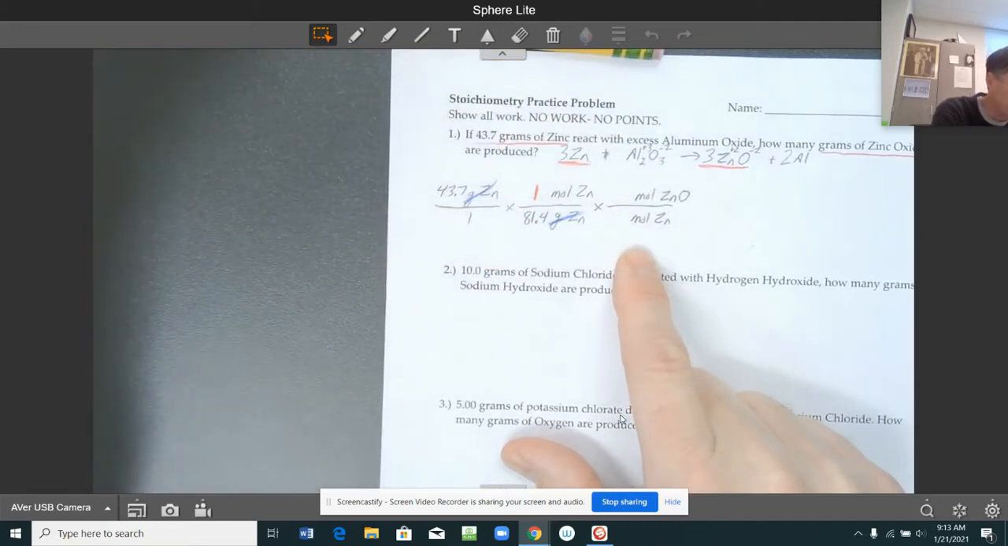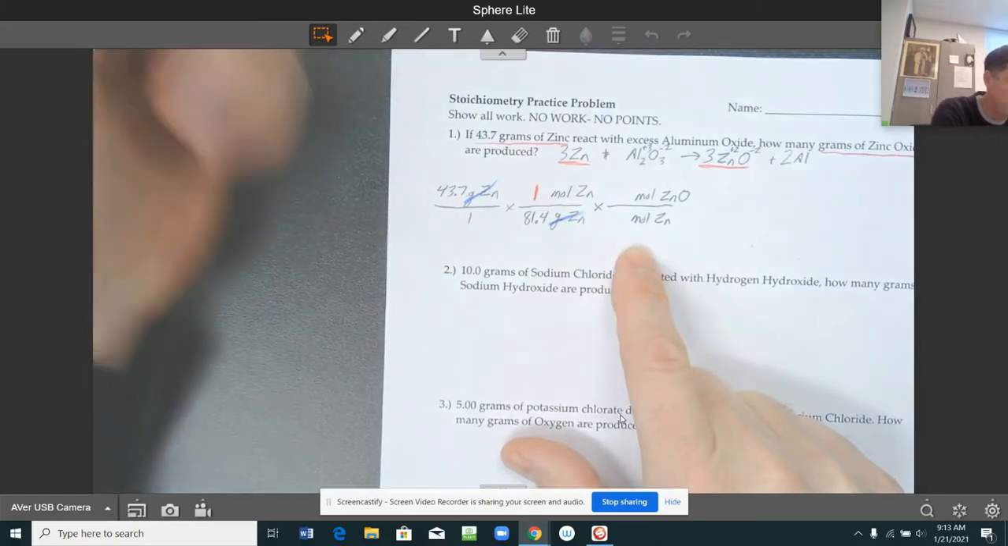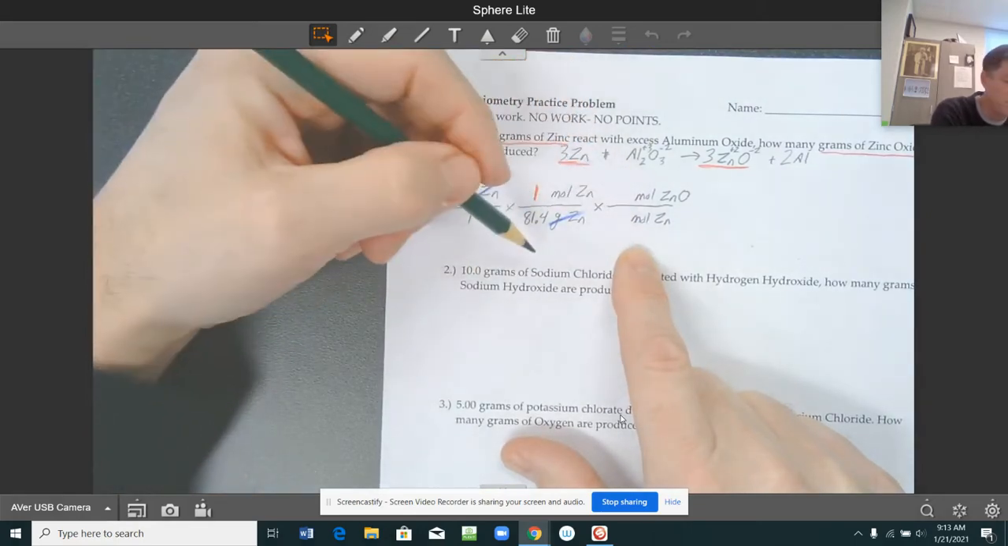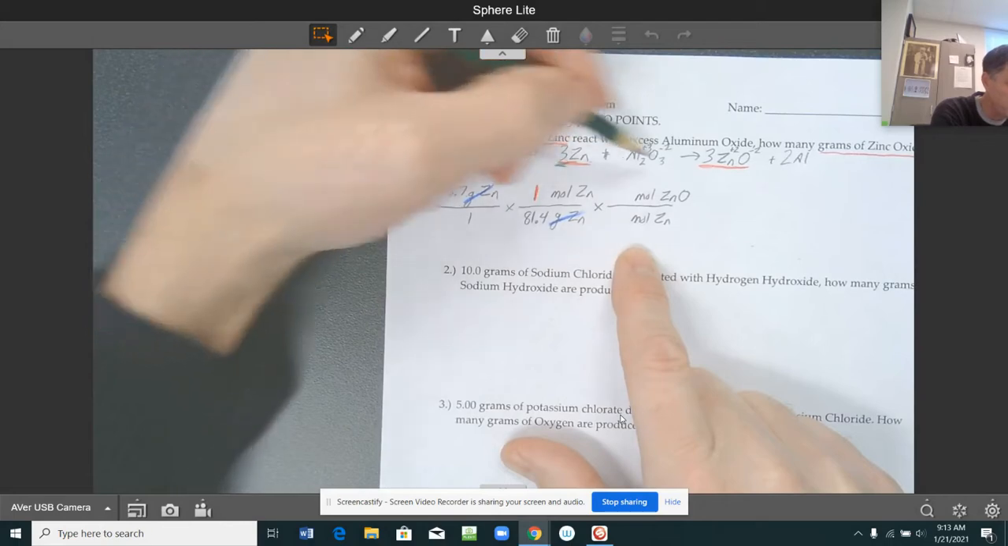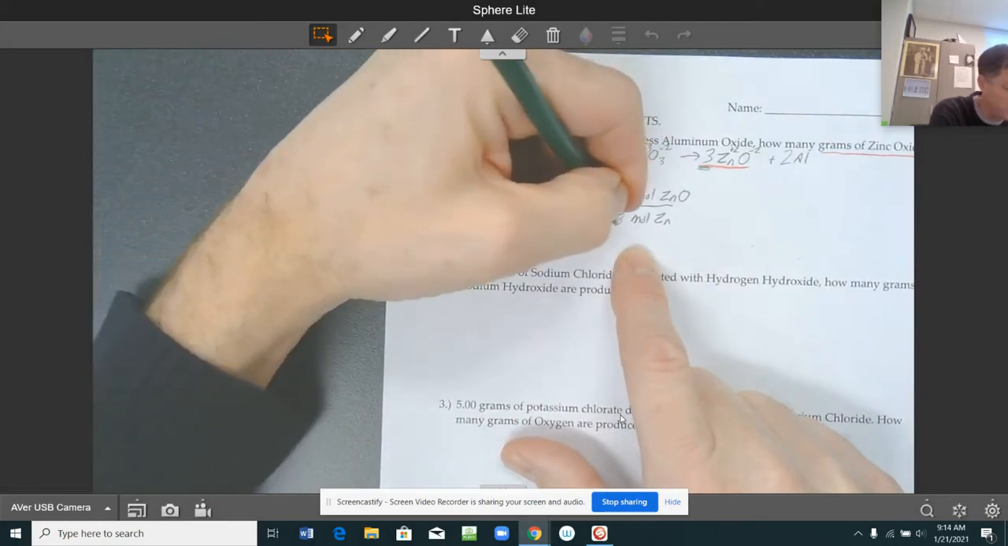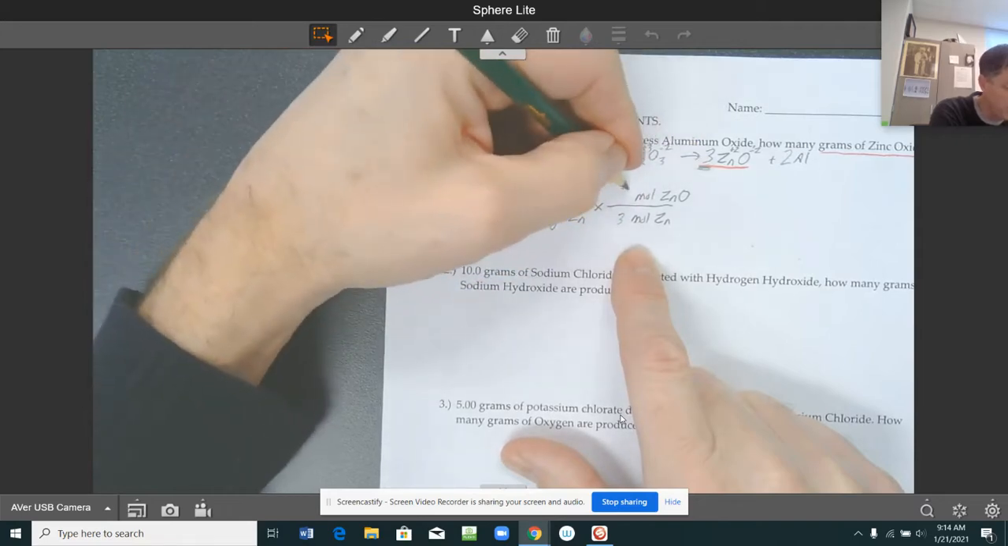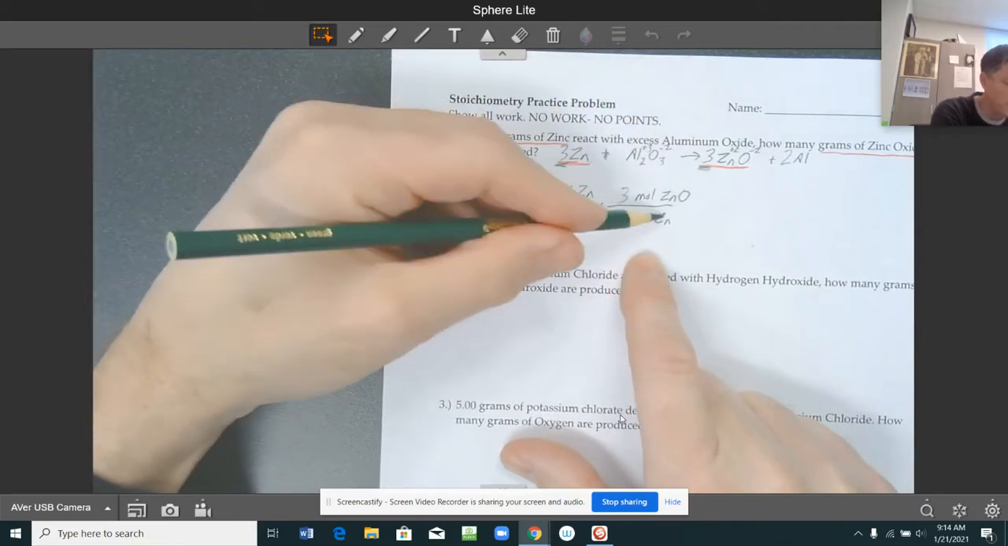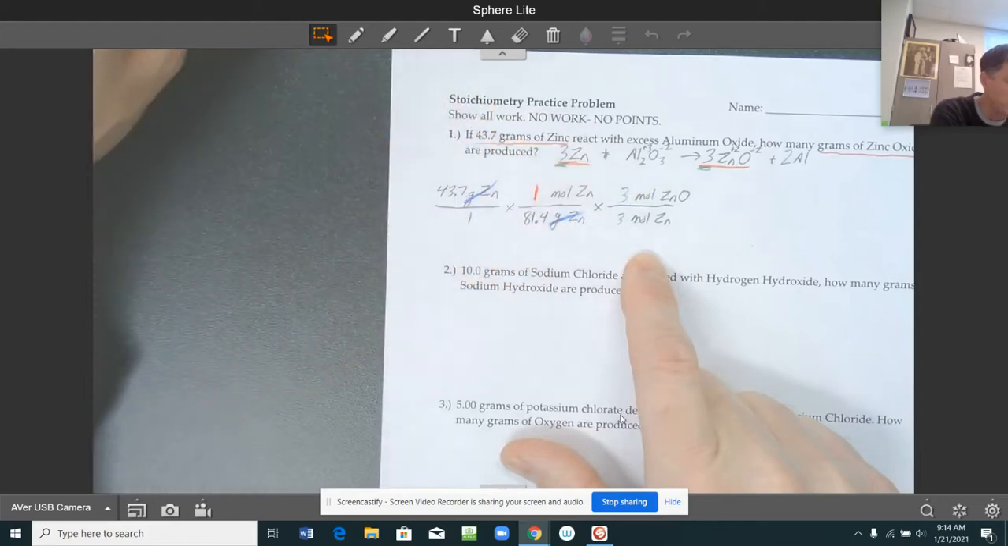And go through and look at the next piece: what is my relationship between moles and moles? So I'm going to look at the coefficients in front of those compounds. In this case, it's a 3 in front of Zn. It's a 3 in front of the ZnO. So it takes 3 moles of this to make 3 moles of this. There's my ratio.